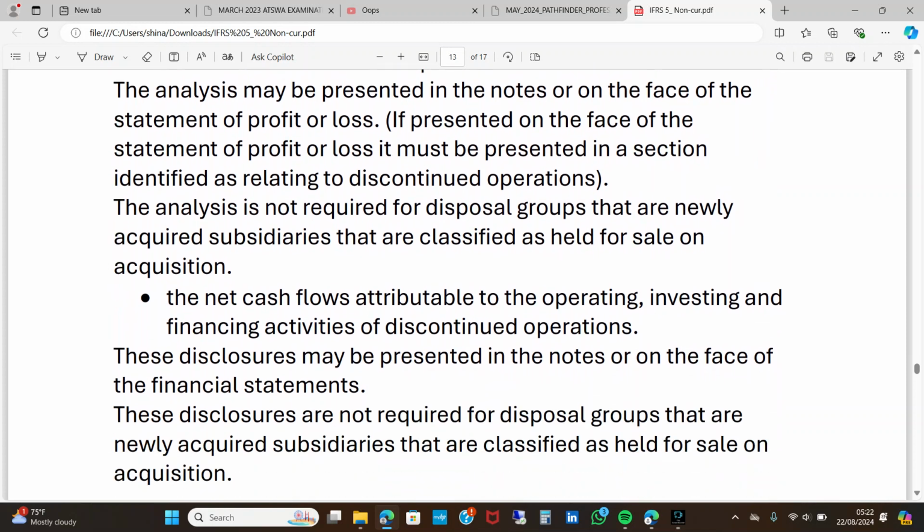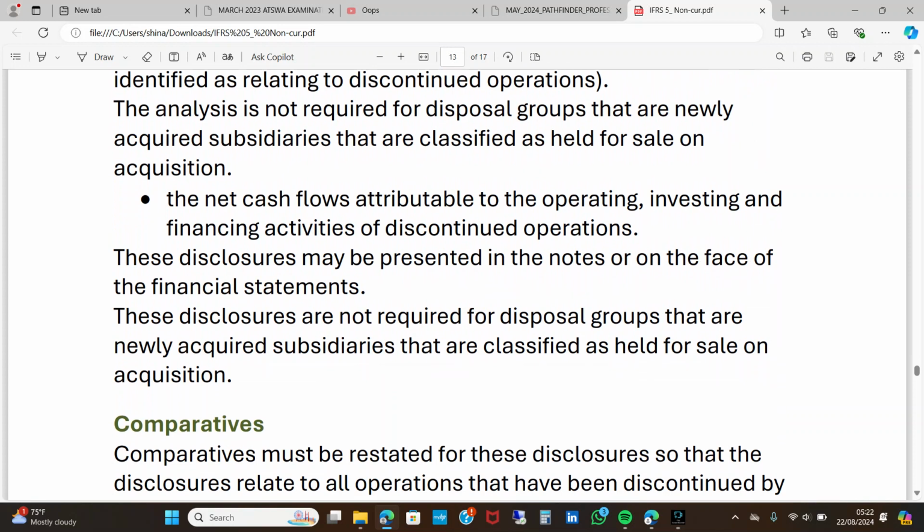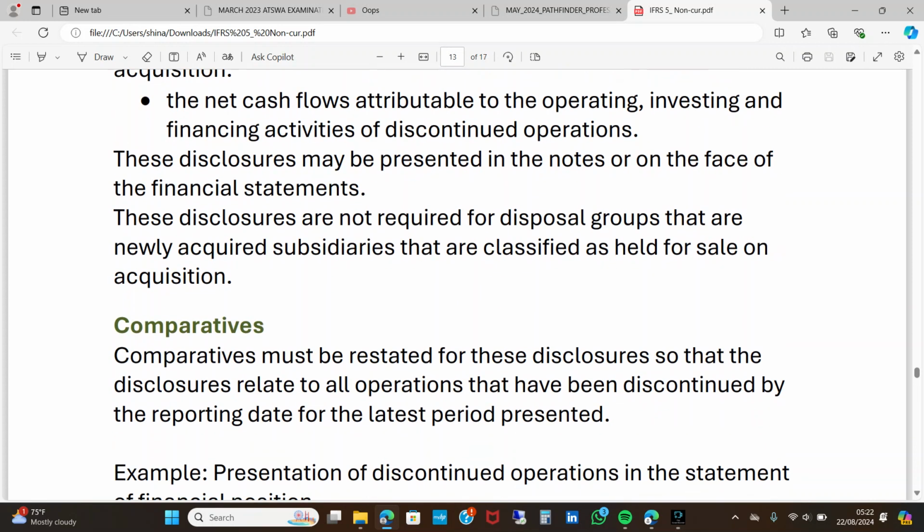Now, the analysis may be presented in the note or on the face of the statement of profit or loss. Don't worry, I'll explain this very well with a financial statement. If presented on the face of the statement of profit or loss, it must be presented in a section identified as relating to what? Discontinued operations. The analysis is not required for disposal groups that are newly acquired subsidiaries that are classified as held for sale on acquisition. Then in your cash flow statement, you are going to adjust for what? Discontinued operations. The net cash flow attributable to operating, investing and financing activities of discontinued operations.